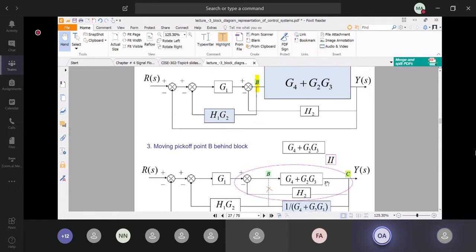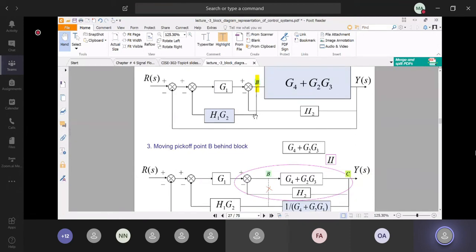The output is related to H1, G1, G2. This gain is located where at the output? Right. The output is G4 plus G2 multiplied by G3, and the other output is H1 and G2. If you want to move this gain from the output to the input, and also move it to the other output.